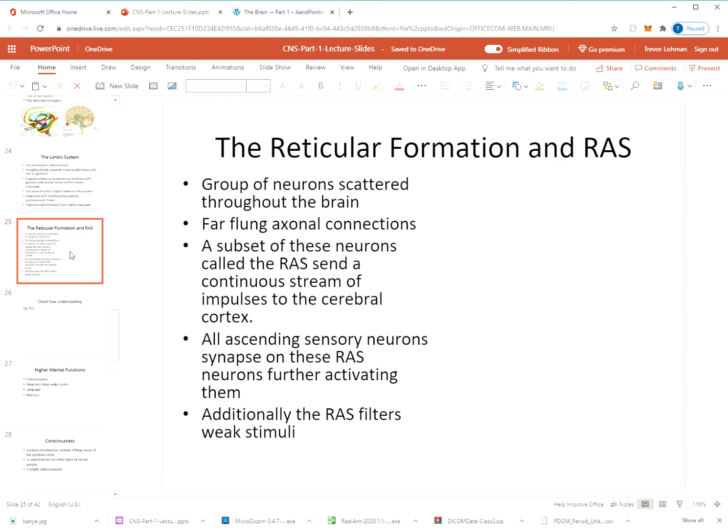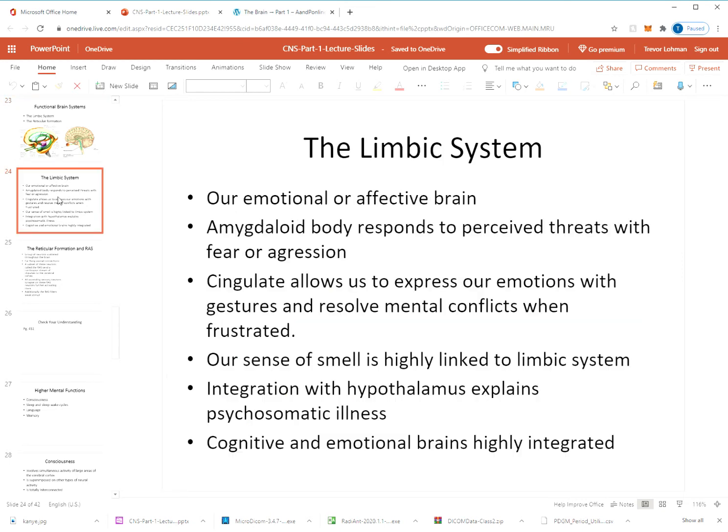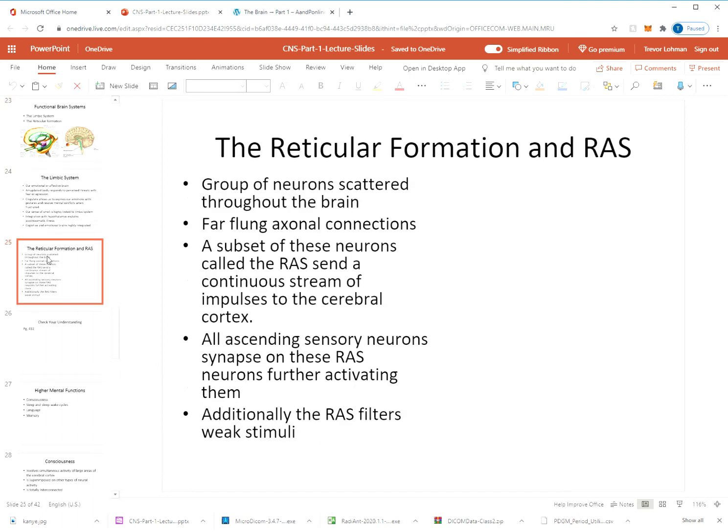I apologize. The reticular formation and the reticular activating system. This is a more difficult system to visualize. Here's a diagram of some of the pathways, but it's not a clear-cut anatomical structure like the limbic system is. So they're just showing that the eye has something to do with it. Pain, temperature, and touch receptors from the body have something to do with it. Your input from your ears has something to do with it. That's all true. But what is it?